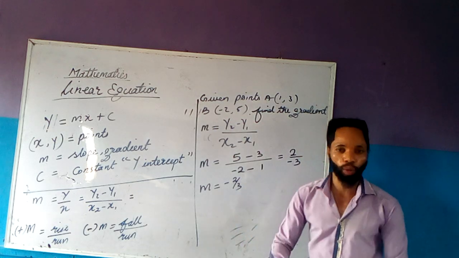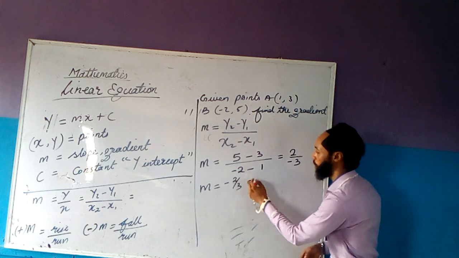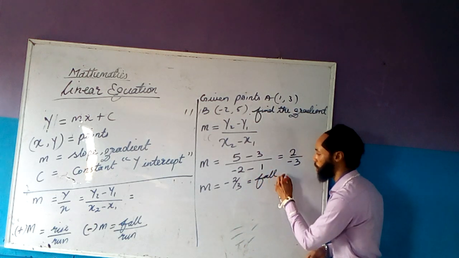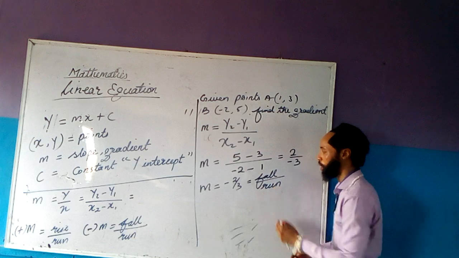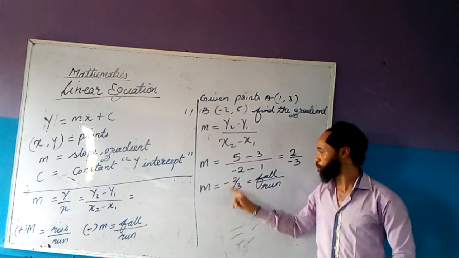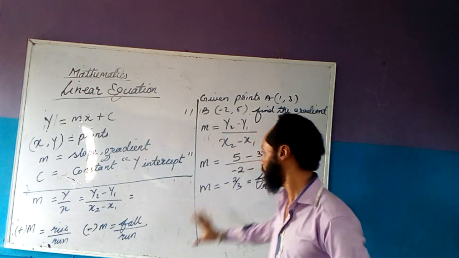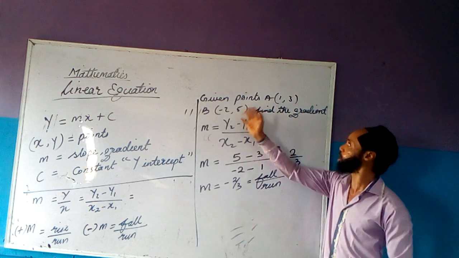The negative slope is going to be fall over run. It is fall 2 over run 3. So if we're graphing it, we fall 2 and run 3. We'll look at that in a bit. So this is the slope given these points.